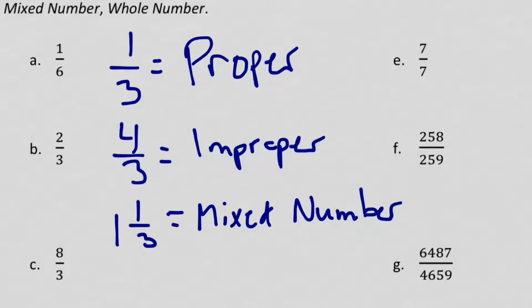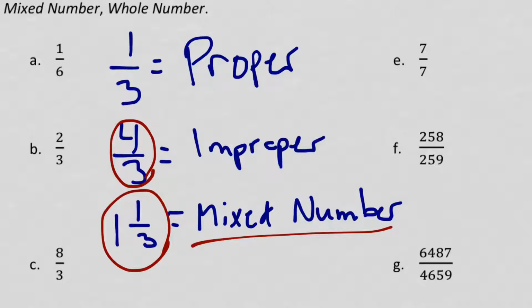Improper fractions can be written as mixed numbers as well. If we look at this example here, the improper fraction 4/3 is actually exactly equivalent to 1 and 1/3. We'll learn how to do this shortly, but for now, I just want to break down what this term mixed number really means. And the reason that it's called a mixed number is because you're mixing together a whole number part and a fraction part. And 1 and 1/3 is the mixed number we're looking at here.